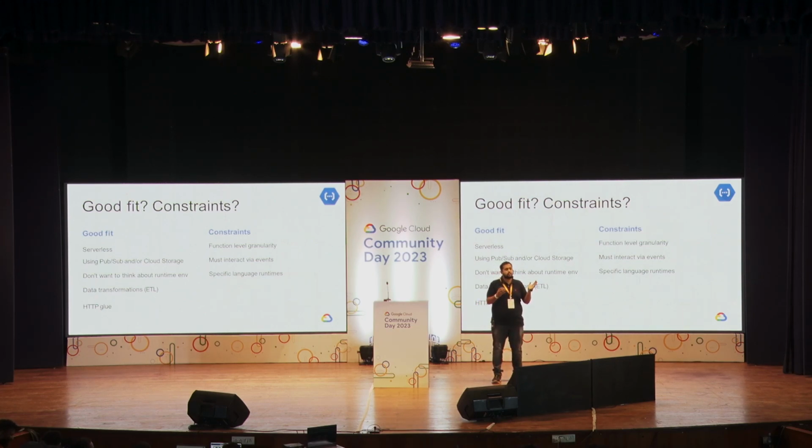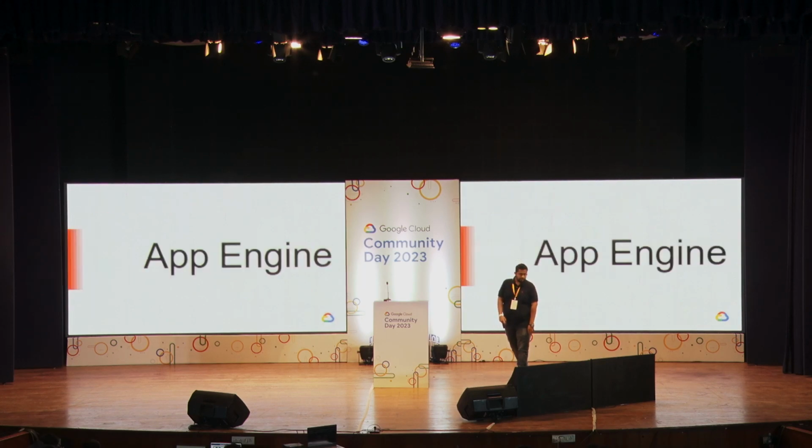The constraint is function-level granularity. So let's say you are building an application which has 100 functions. Managing those functions becomes a headache as and when it grows, right? So that's one of the constraints we have in Cloud Function.